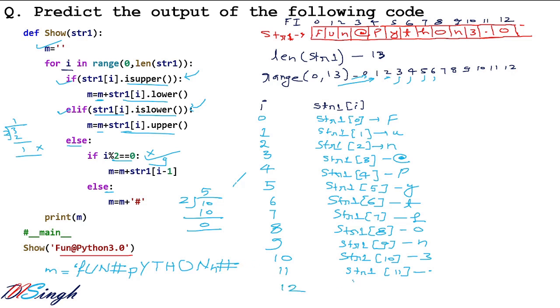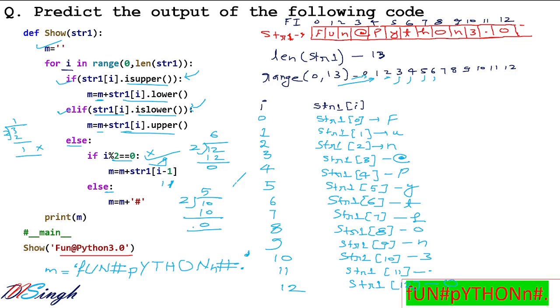Then we have the index 12. str1 of 12 will result in 0. So 0 will not match any lowercase or uppercase. Go to the else part, and here the if condition matches, because if you divide I value 12 by 2, it will go 6 times and the remainder will be 0. So this is true for I value 12. Now what will happen? I minus 1. So I minus 1 is 11. The value at index 11 will be concatenated. What is the value at index 11? Dot. So this is the final output for this question.